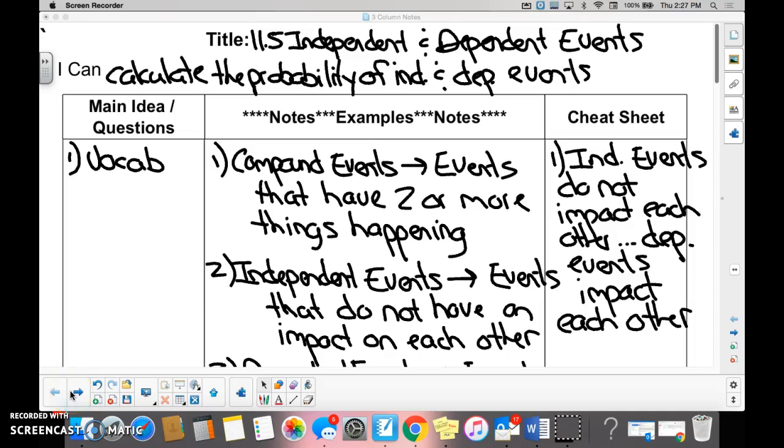1.5 independent and dependent events. I can calculate the probability of independent and dependent events.